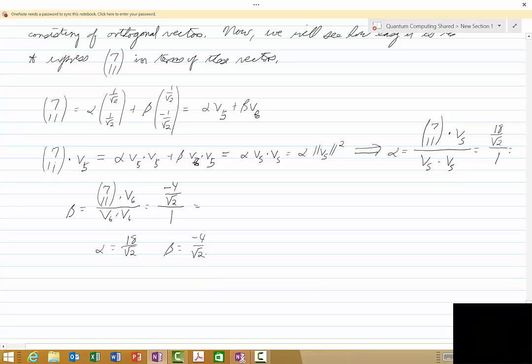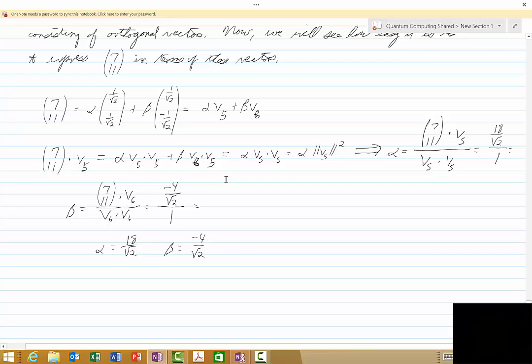And notice that we didn't have to solve any system of equations at all. We got immediate formulas for the coefficients alpha and beta, and that happened simply because we used this expression and then dotted each side of the equation with either V5 or V6. When we dot each side with V5, the V6 term drops out. On the other hand, if we had dotted each side with V6, then this would be V6 dot V5, and this would be V6 dot V6, and so we get this equation.